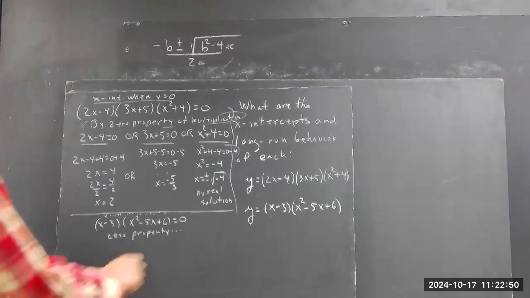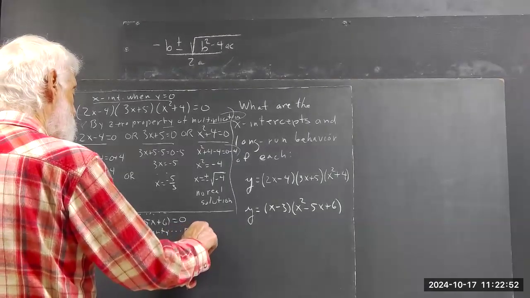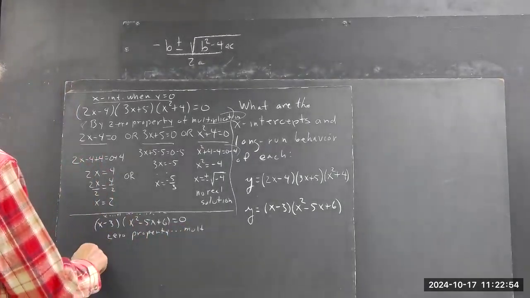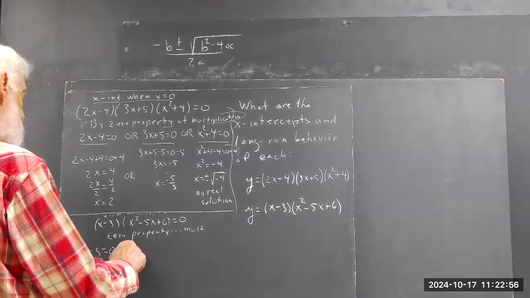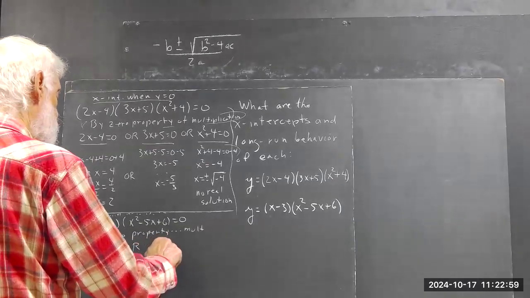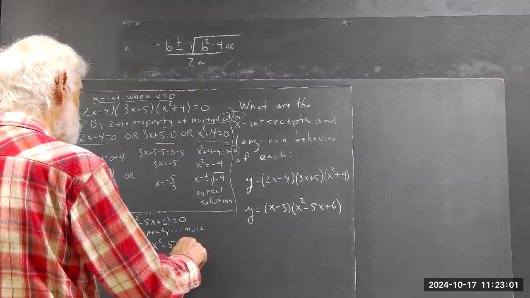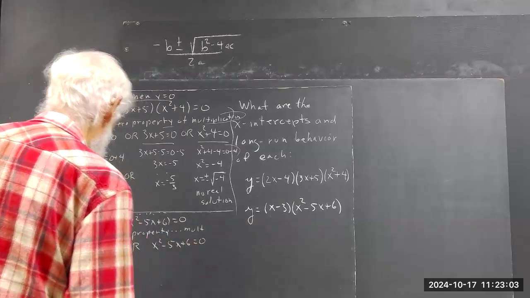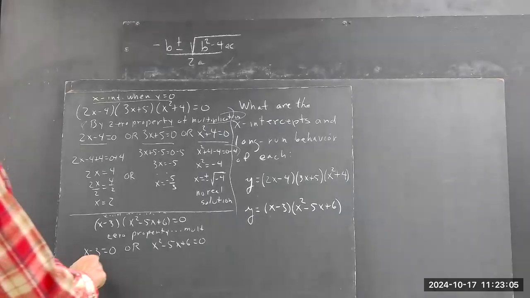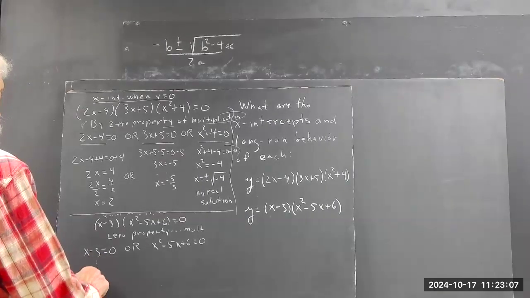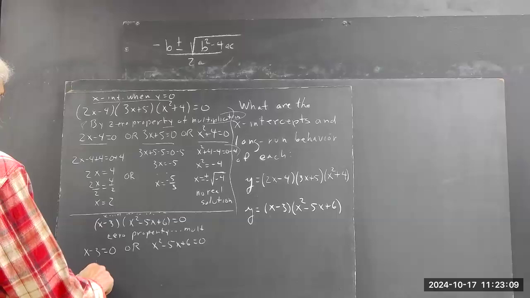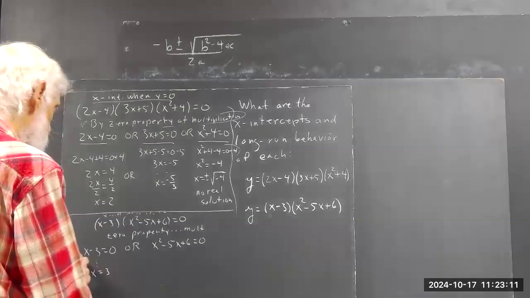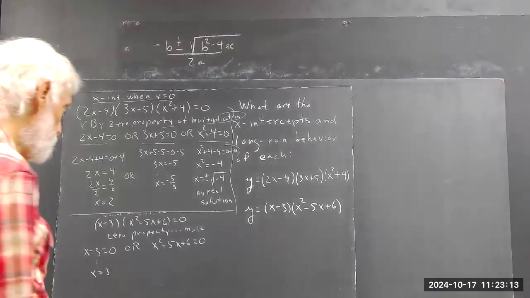Zero cooperative multiplication. We get x minus 3 equals 0, or x squared minus 5x plus 6 equals 0. Well, you run through the solutions. Clearly by inspection, x is going to be 3.